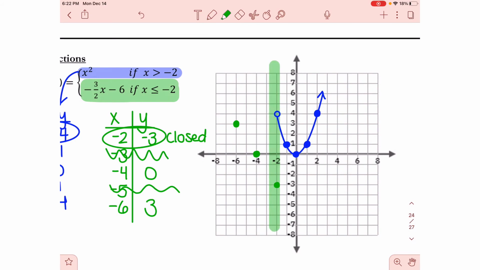So when I draw the line, that line should be to the left of -2 because it's less than. All of my x values have to be less than -2. So that's how you know which way to draw the line. Since it's less than -2, I have to draw my line to the left of that -2. So hopefully that makes sense.